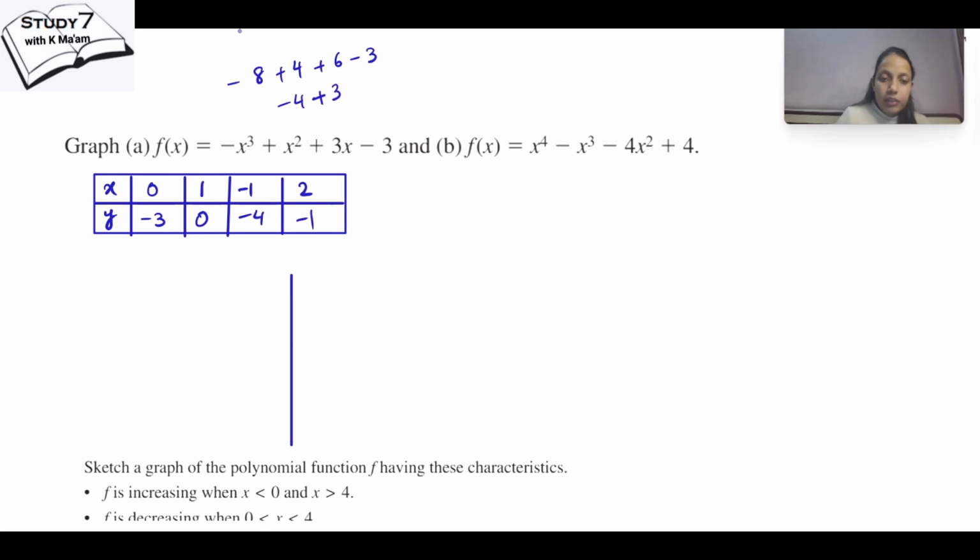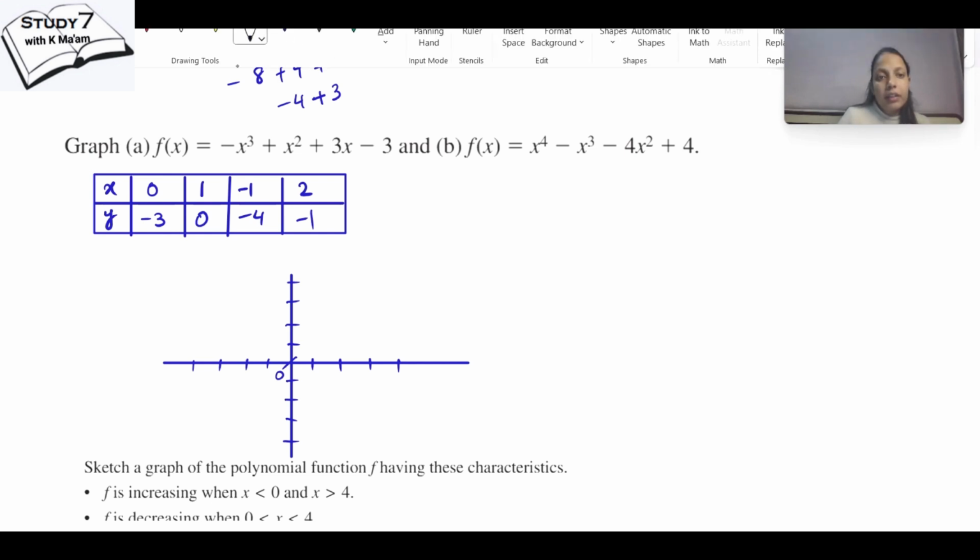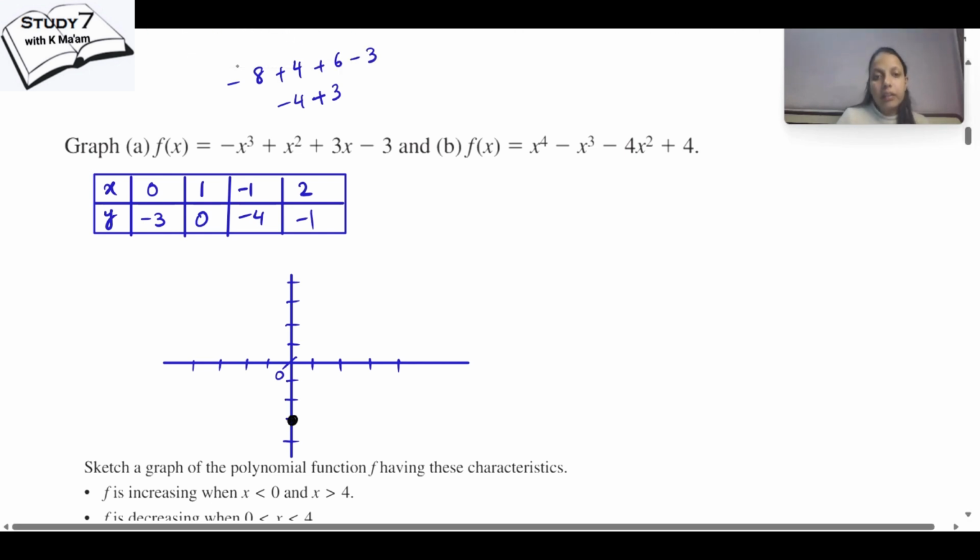Okay, let's try to draw. 0, 1, 2, 3, 4. So the first point I'm taking here is 0, negative 3. Here 1, 0. Here 2, negative 1. Then negative 1, negative 4. Negative 1 here, it's negative 4 here. Let's do one more value, for negative 2.